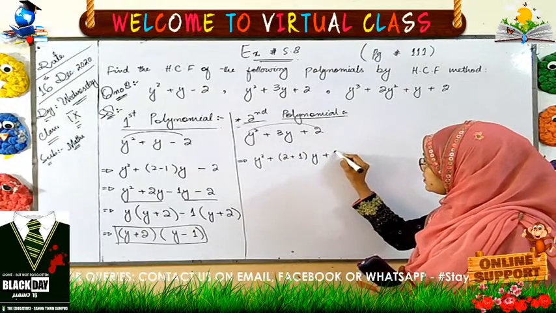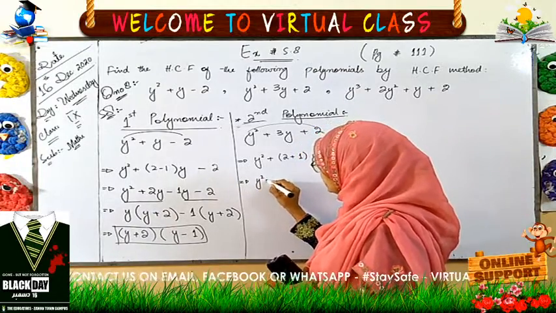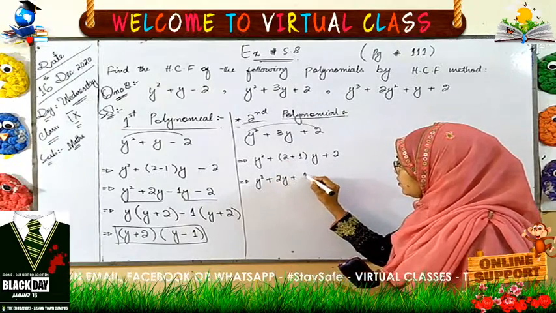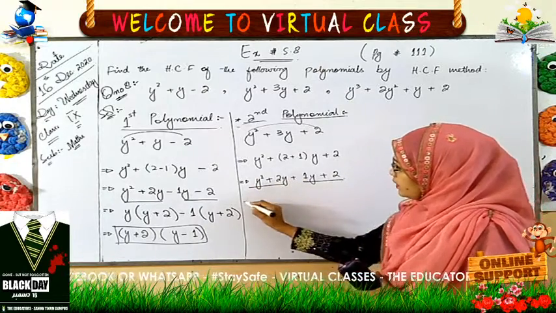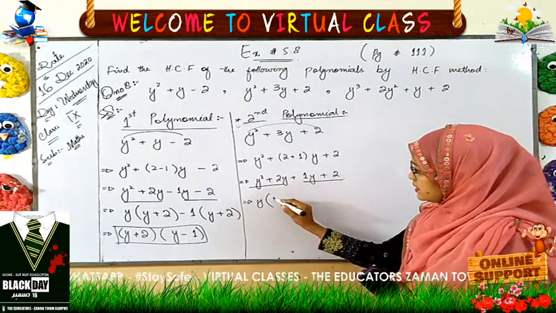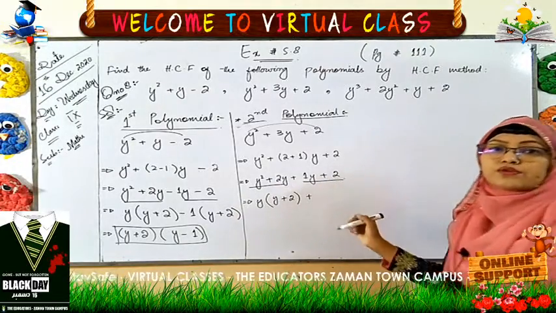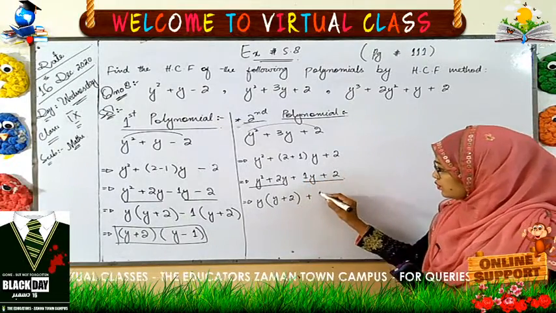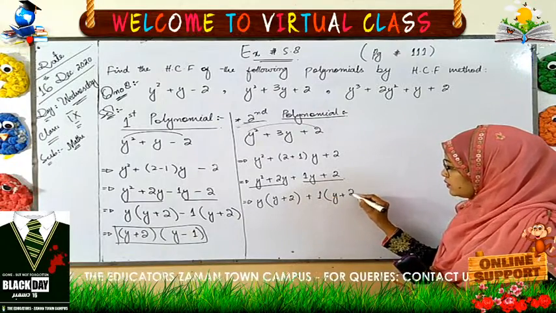Y plus 2. Now open the bracket. Y square plus 2y plus 1y plus 2. Taking common, what is common here? We are having y as a common value, so we will write down the remaining, which is y plus 2, plus, what is common here? Nothing is common, so we will take 1 as a common value, because 1 ones are 1 and 1 twos are 2. So 1 will be taken as common. Y plus 2.